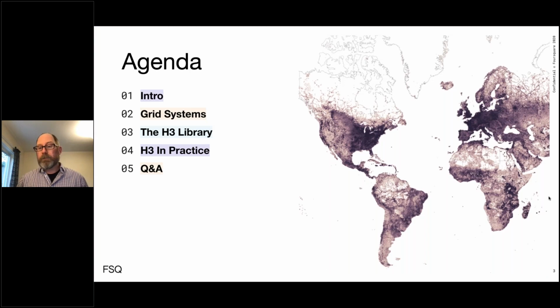So, quick overview of what we'll be covering in the talk today. I'll give a brief intro of myself and of Foursquare. We're going to talk about grid systems, geographical grid systems, and how they can be used in spatial analysis. We'll talk specifically about the H3 library, which is a hexagon-based grid system. And I'll go through a fairly in-depth walkthrough of how you might use H3 in practice, and then we'll have some Q&A at the end.